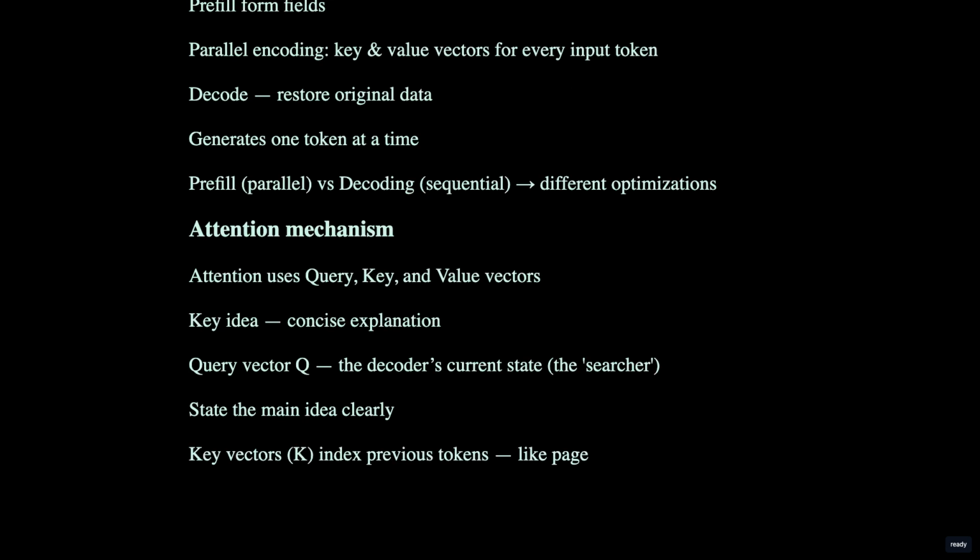Each key vector marks a specific past token. Imagine it as the page number for that token in the model's memory. At a decoding step, the model's previous tokens include both the original input and any tokens it has already generated, and the keys let attention find and reference those tokens.